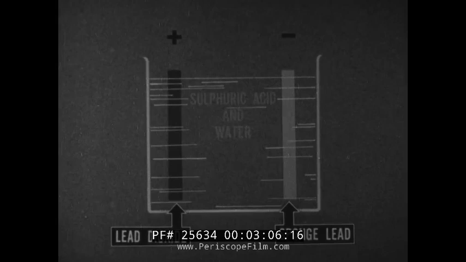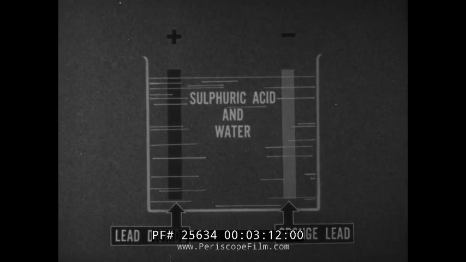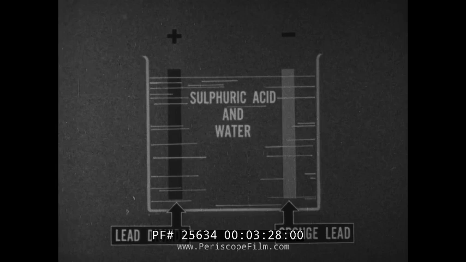The electrolyte we are using is sulfuric acid mixed with water. Sponge lead, lead dioxide, sulfuric acid. These are the chemicals that give the cell its name, lead acid. To understand how these chemicals react with each other to produce electrical energy, we must recall the electron theory.